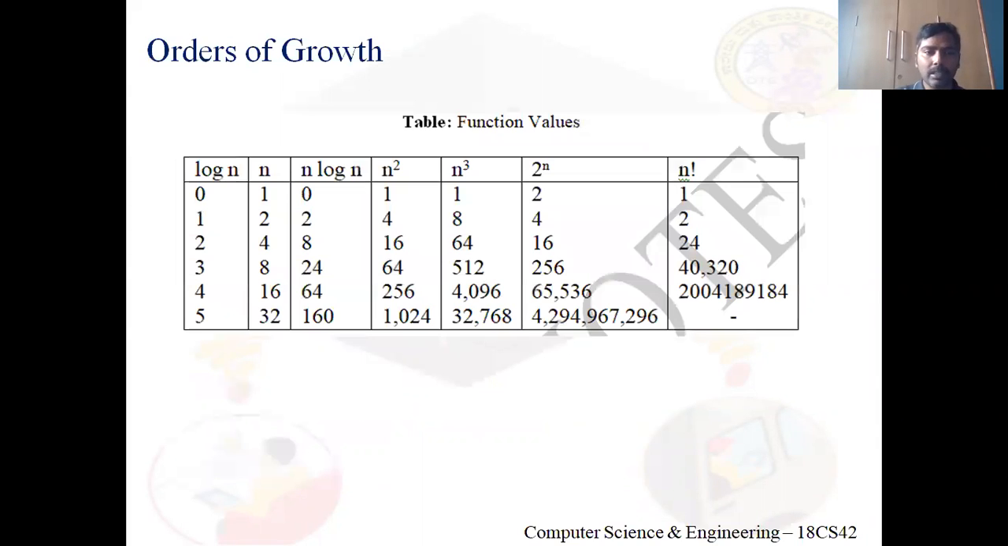Now let me see here. Same thing here, n square. What you have seen is 4 times the previous time. Just 1, 4 into 1 is nothing but 4. 4 into 4 is nothing but 16. 4 into 16, 64. 64 into 4, 256. Same thing. Got it?